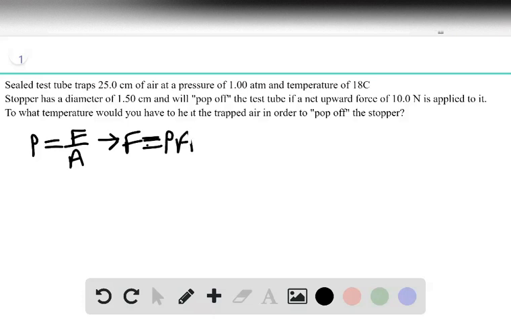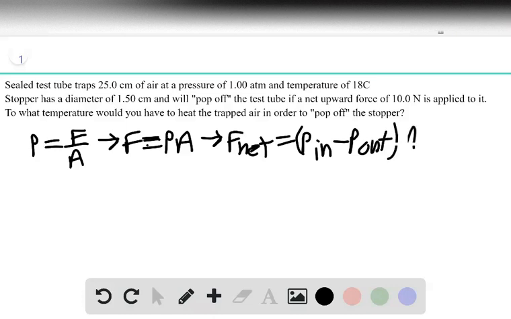Okay, so when the stopper is in place and not moving at all, the pressure inside and outside the stopper, inside the test tube and outside the test tube, is the same. We're told that it's 1 atmosphere, okay? So 1 in minus 1 out is going to be 0. Okay, so we can say that F net equals P in minus P out times the area of the stopper.